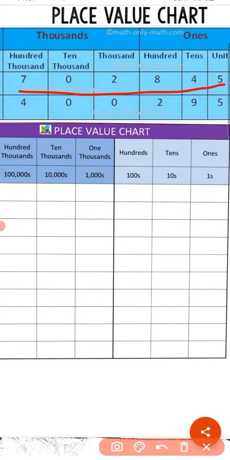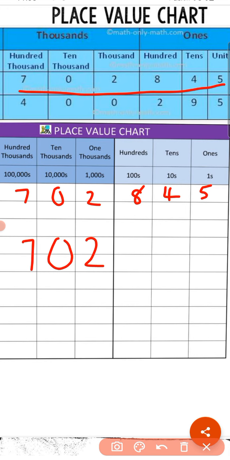Now, we have to arrange this in the given place value chart. 100,000, 7; 10,000, 0; 2,000; 800; 4 tens and 5 ones. We can write it as 702. Insert a comma. Then 845.